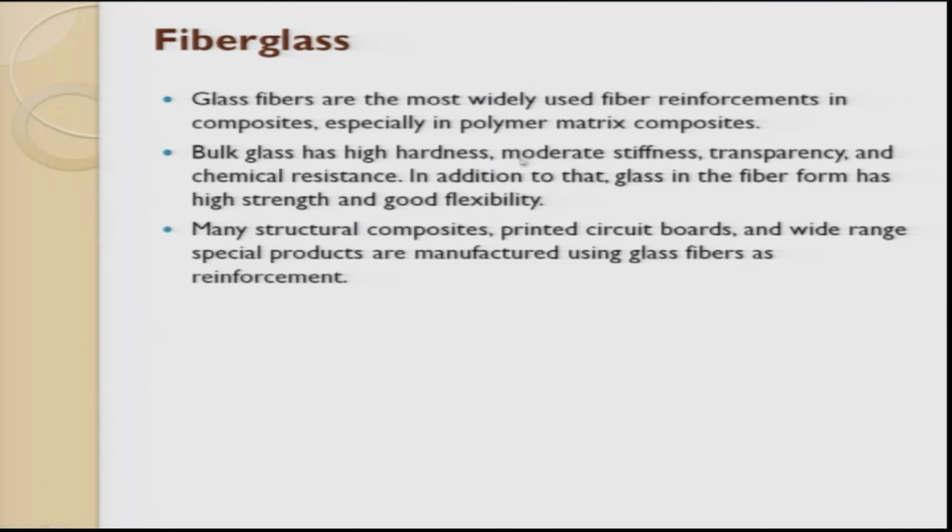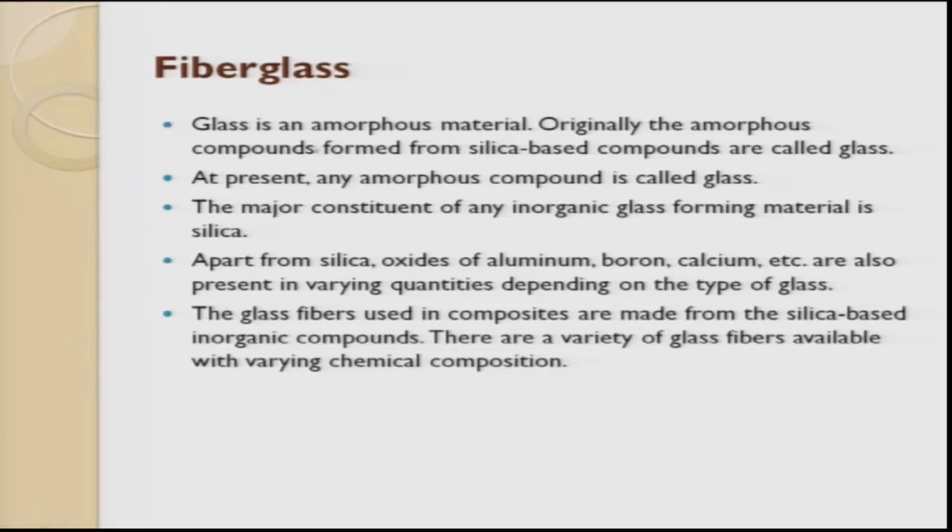As I told, this glass fiber, when it is wetted with polymer, doesn't have a good adhesion. So we always do a silane coating on top of this glass fiber, so that they get locked to the cross linking and get a proper adhesion. Many structural components like PCBs and a wide range of other products are manufactured using glass fiber reinforced plastics or glass fiber reinforced composites. Glass is an amorphous material. Originally, the amorphous compound formed from silica based compounds was called glass. At present, any amorphous compound is a glass.